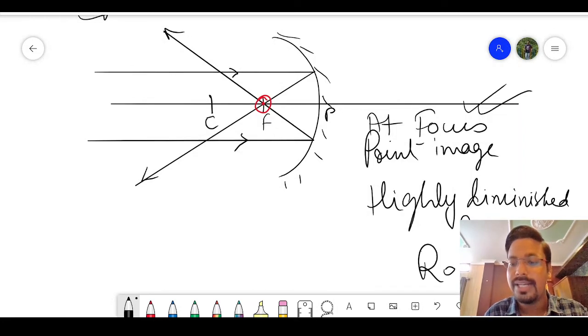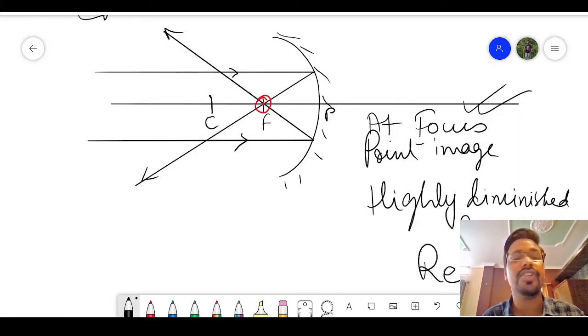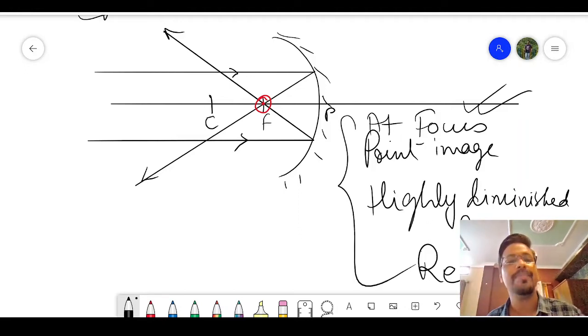And it will be real. Now, what do you mean by real image and virtual image? If the image is formed in front of the mirror, it is a real image. If it is formed at the back of the mirror, it is a virtual image. Keep it as simple as that, no need to complicate things. If an image is formed in front of the mirror in the real world, then it is a real image. If the image is formed at the back of the mirror in the virtual world, then it is a virtual image. So here the image has been formed in front of the mirror, therefore it is a real image. So these are the properties of the image.